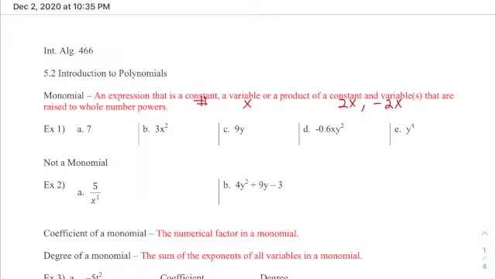You can have y and you can have y squared, because that's a product of a constant and a variable. So you can have as many as you want. The only thing you have to remember is you can only have one term. If you have more than one term, it's not a monomial. And then E is y to the fourth power. That's totally okay. All right, so those are the examples for monomial.